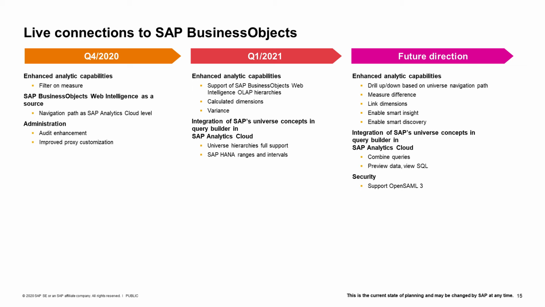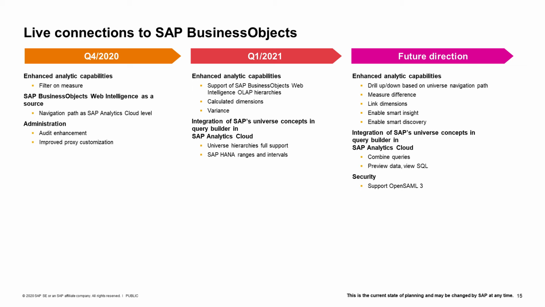So for instance, filters on measure will be done in Q4 this year. Calculated dimensions and variance will be released in Q1 2021. Later on in the future, we will be adding other analytics capabilities such as linked dimensions and blending, smart insights, and smart discovery.